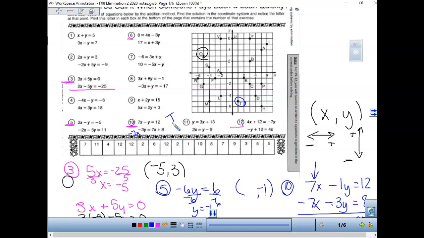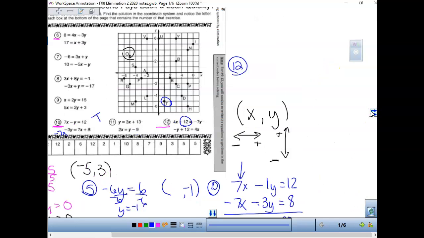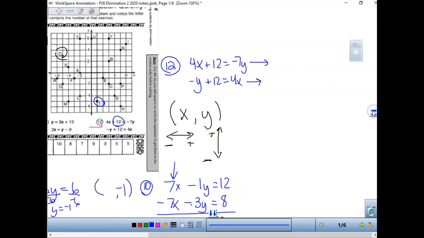So if I am looking at number 12, right? Number 12, notice this one, I have to get the 12 by itself. So when I write number 12, I might have written the original equation. So I write the original equation in 12, which was 4x plus 12 equals negative 7y. And now I'm going to write a new equation. The second one was negative y plus 12 equals 4x. And I agree, number 12 is a little harder. When you are looking at that, I want the 12 here by itself.